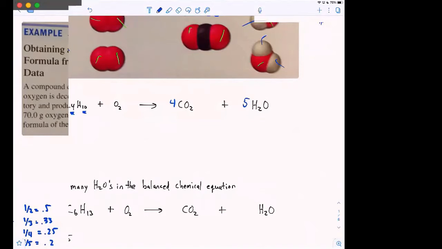And you can already see there's going to be a problem because there's an odd number of oxygens. But I'll just carry through. So now oxygens, there's one molecule that has oxygen on the reactant side. Let me count the number of oxygens on the product side. We have 4 times 2 or 8 oxygens, and we have 5 times 1 or 5 oxygens. So now we have 13 oxygens.